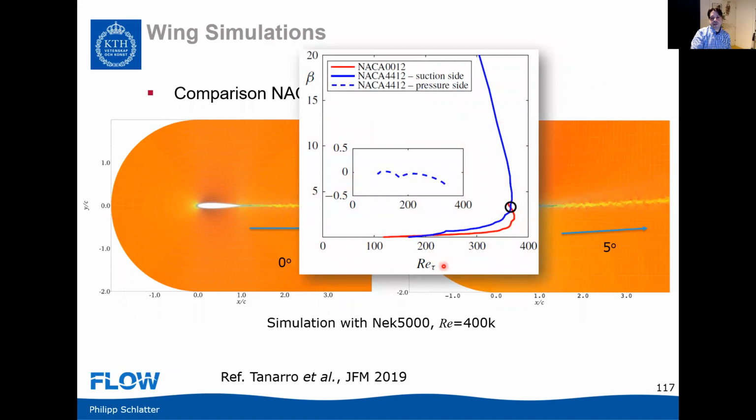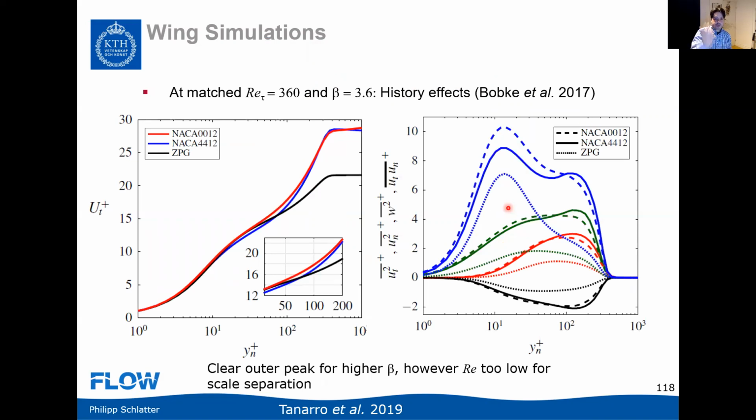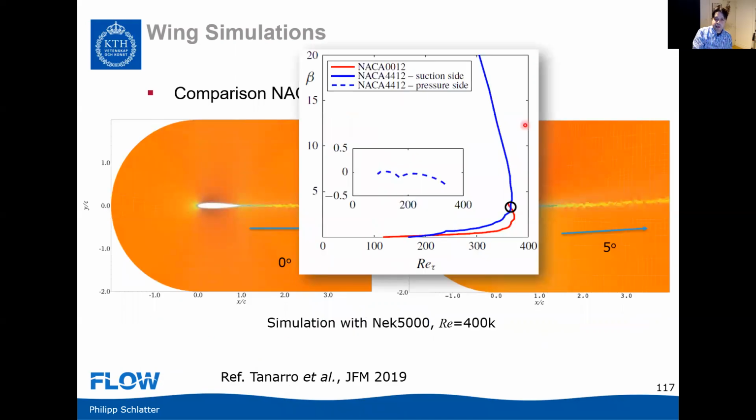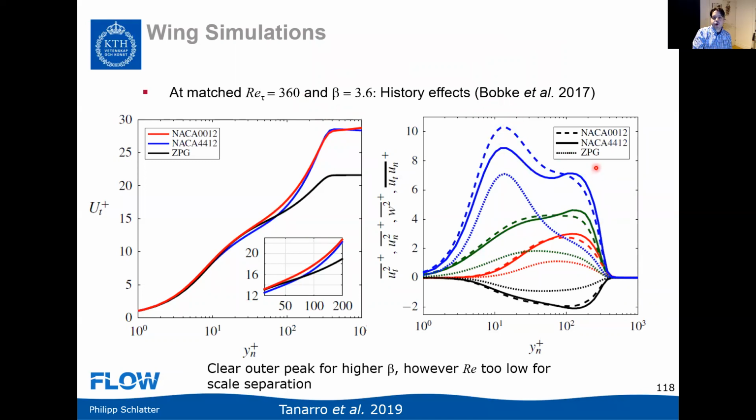So we could extract the pressure gradient, beta, as a function of Reynolds number, and the blue one corresponding to the 4412 profile is much stronger. But interestingly enough, we found one intersection point where the Reynolds number and the pressure gradient are exactly the same, but these two cases were dominated by a different history of the pressure gradient in the way of reaching that point. And this is something we can look at in more detail. For instance, if we compare the mean velocity profile, it is similar at this intersection point, but the fluctuation profiles are very different. In particular for the NACA 4412 profile, which has experienced higher pressure gradients over a longer time, you can see that there is much more energy in the outer region, whereas the inner region does not have as much energy.